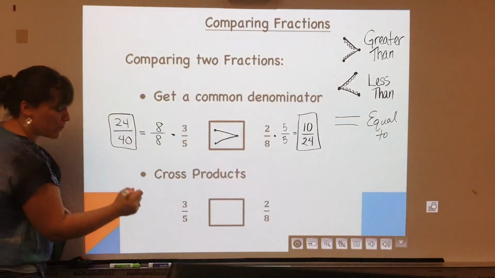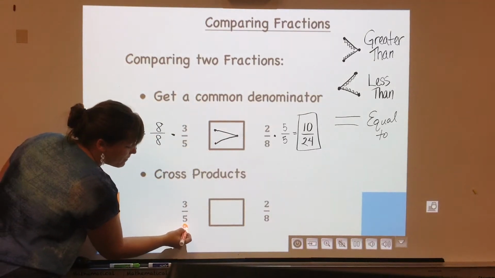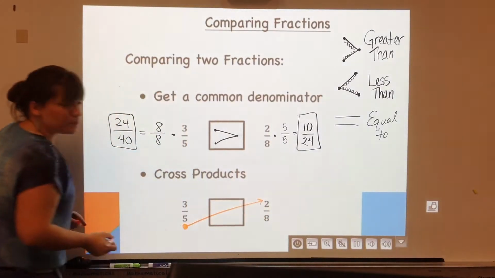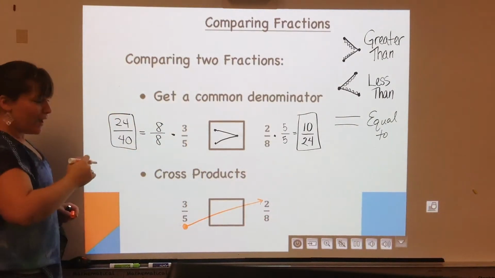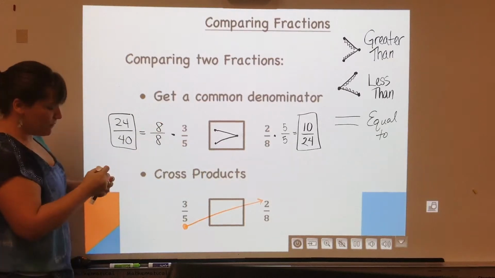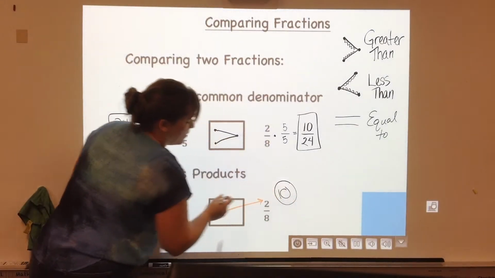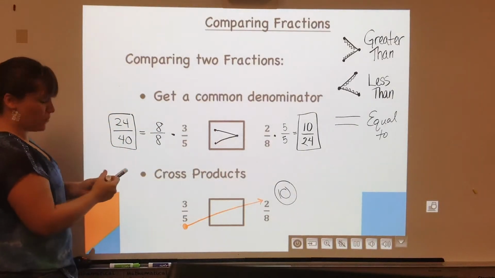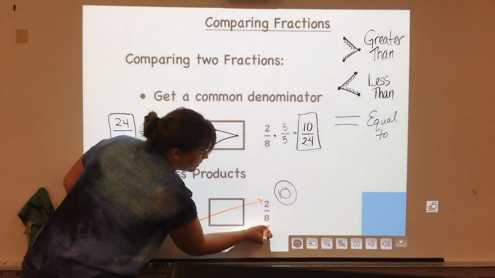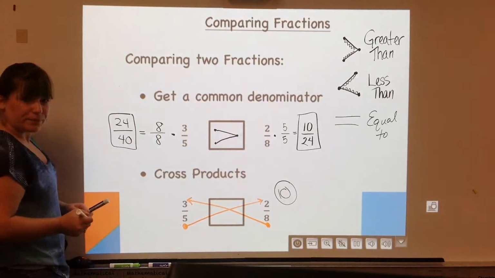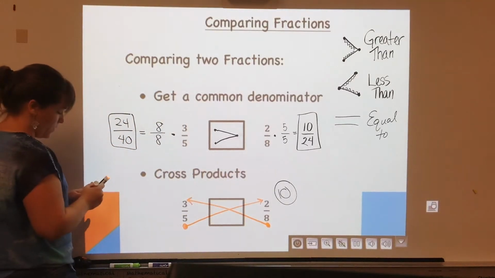So I'm going to draw an arrow. I want you to do this as well. Start at the 5, do a dot, and then go up to the 2. That's where you have to start. And what is 5 times 2? 5 times 2, 10. Now do the same, but we're going to start at the 8, dot at the 8, and then go up to the 3. So what's 8 times 3?